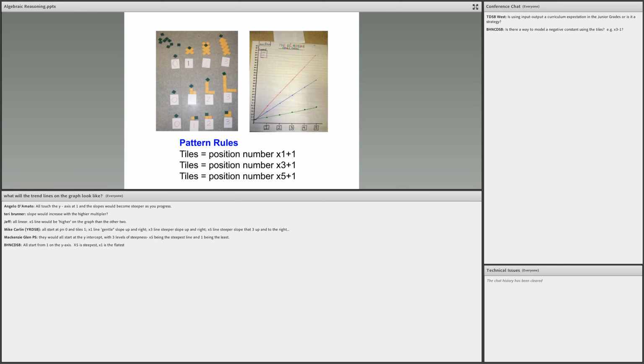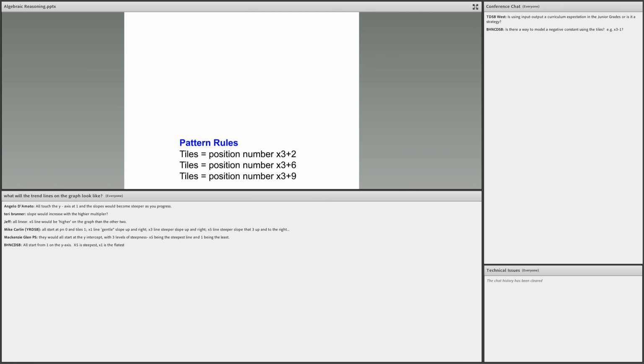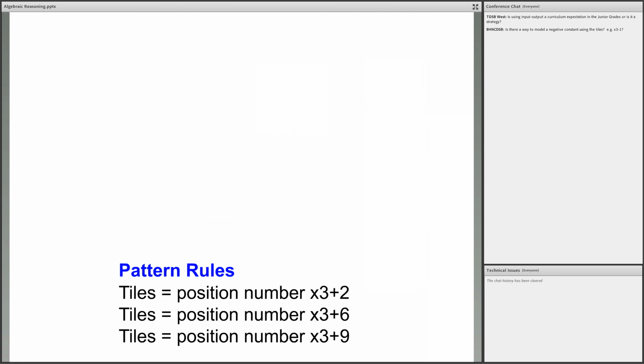Also, because we're only using 1 quadrant of the graph, it's perfectly fine for them to talk about the line starting at 1 and then going up. So that's some language that you'll sometimes use. Jeff also said that the times 5 line would be higher. That's also language that we hear a lot from the kids, that it's steeper, it's higher up on the graph. Okay, so your next challenge is to look at these 3 rules and again, predict what you think those trend lines will look like.